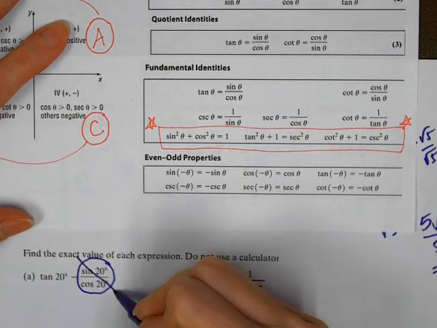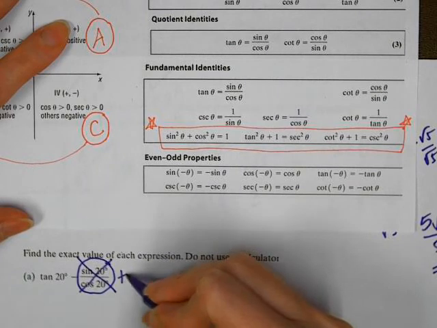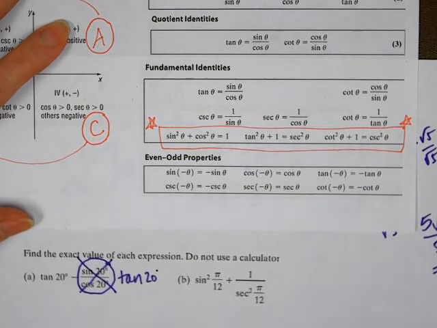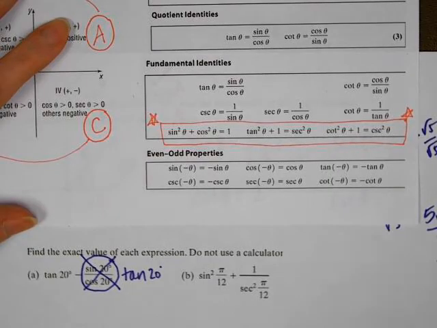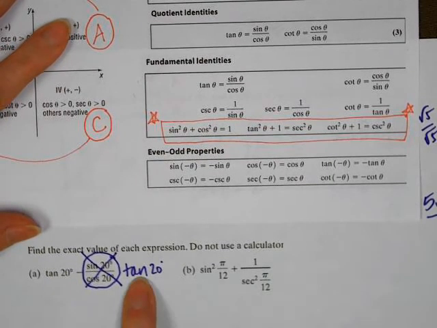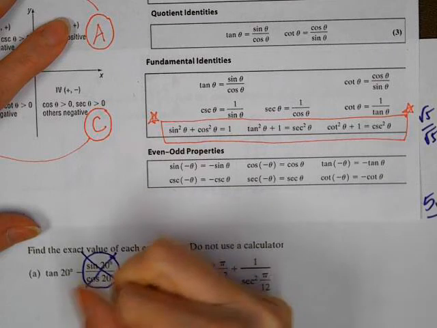So really, all this business is really just tan of 20. And then, oh my gosh, we don't even need to do anything. What's tan 20 minus tan 20? It's just 0. So this is just 0.